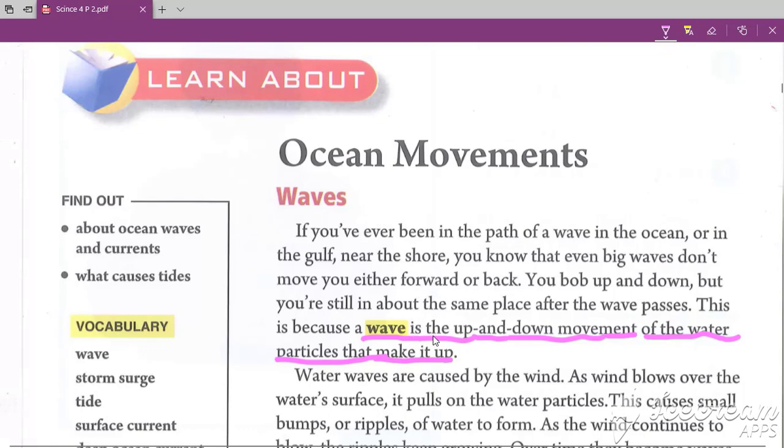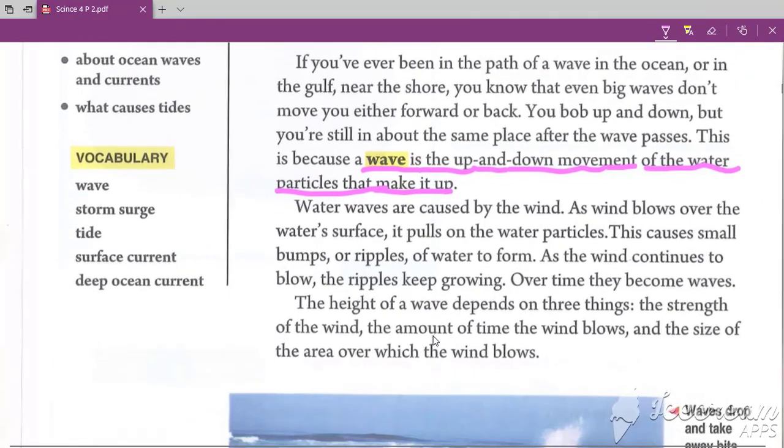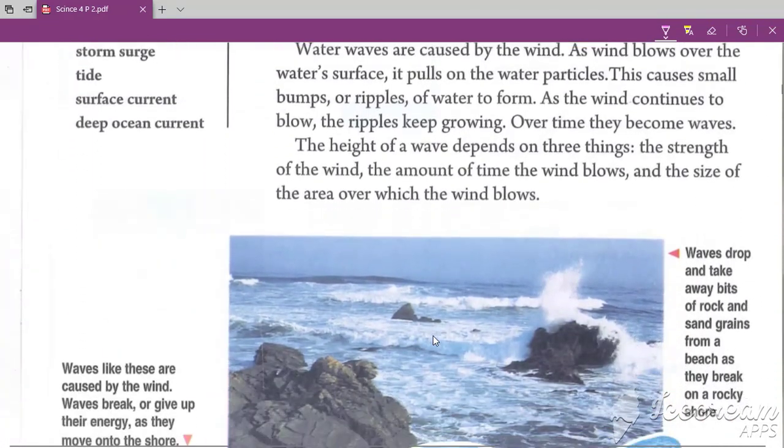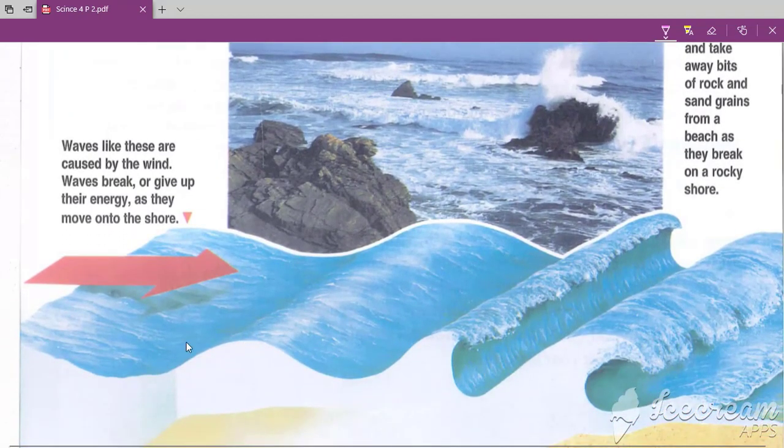A wave is the up and down movement of the water particles that make it up. Look at this picture, students. This is a water wave. A wave is the up and down movement of the water particles that make it up.